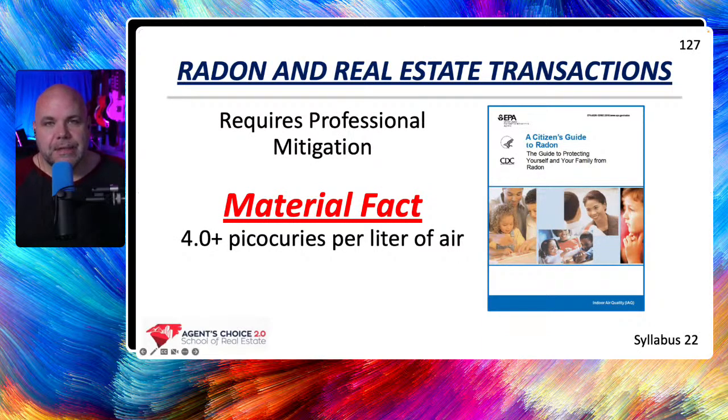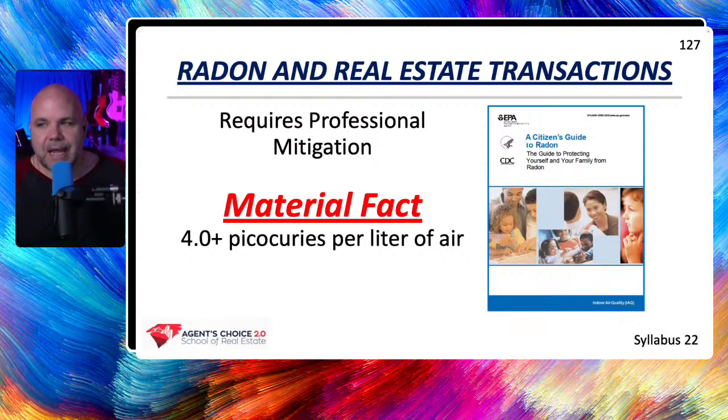picocuries per liter. What the heck is that? 4 little tiny particles of radon per liter of air, basically. That's what we're looking for. Don't worry about what a picocurie is. Just know the number is 4. If it shows from the radon test to contain 4 picocuries per liter of air or more, now it's a material fact that must be dealt with.